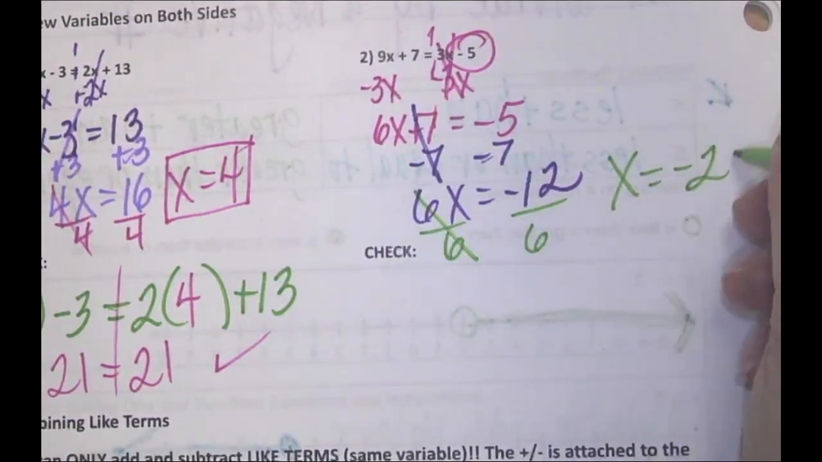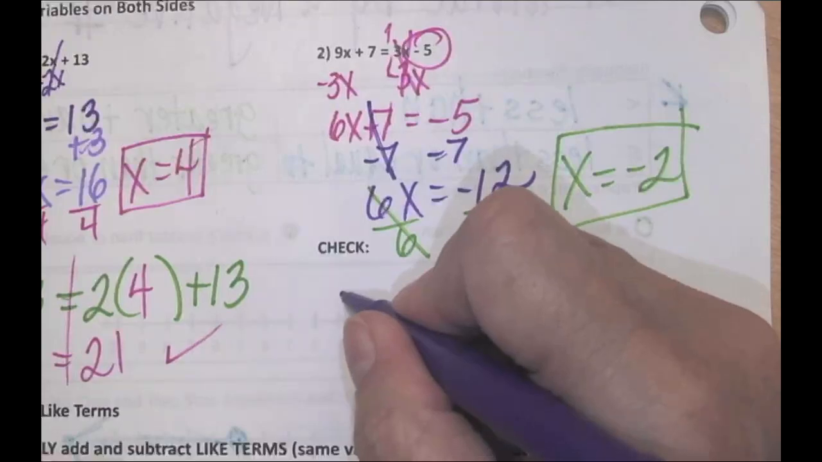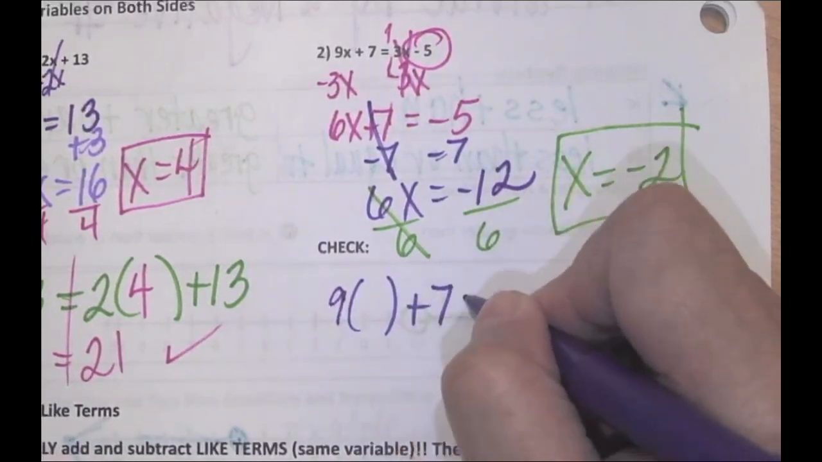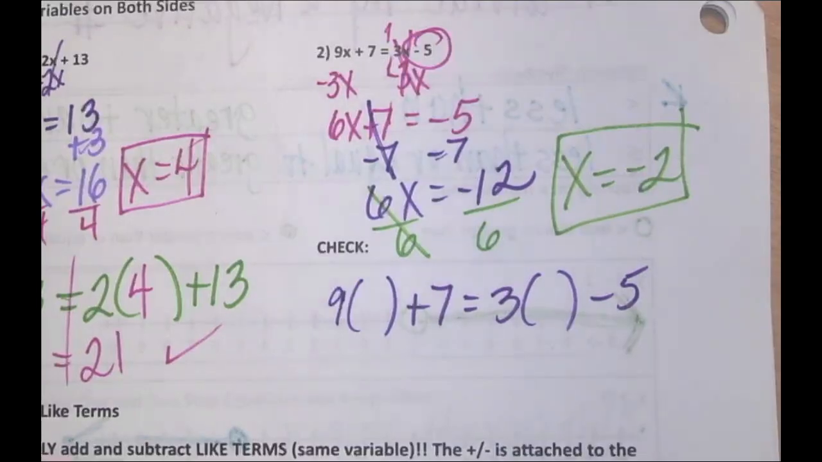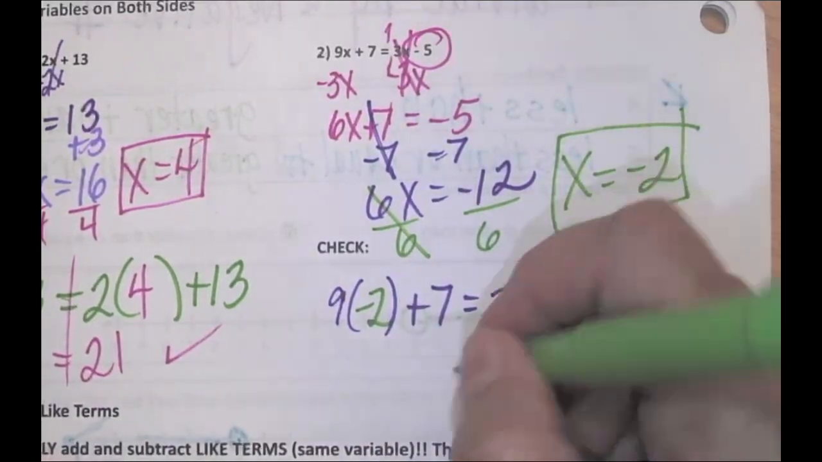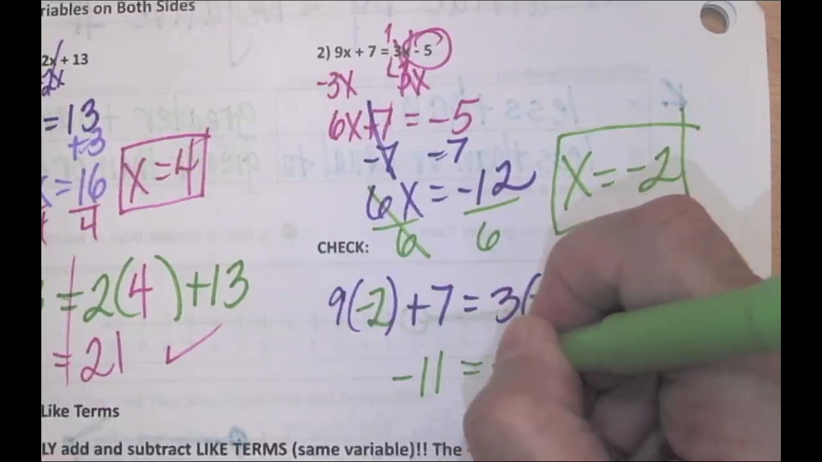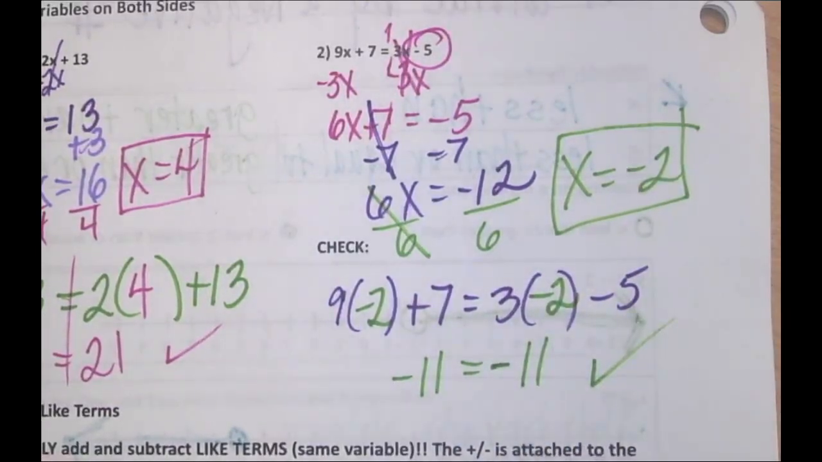X equals negative 2. Let's check our answer by writing down the original without the x. Let's substitute our negative 2 because that's what we got for x. We get that negative 11 equals negative 11. Yes, that's true. So negative 2 is my answer.